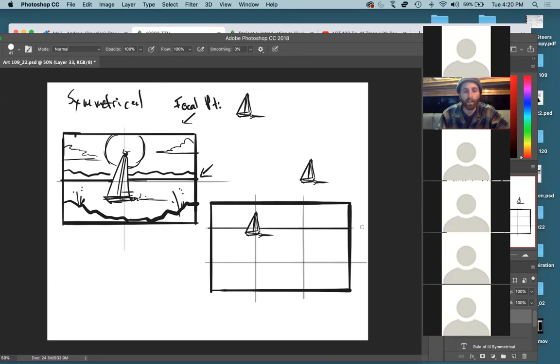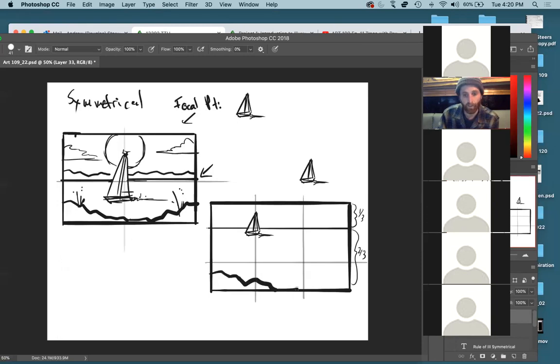So it's really just a nice way to divide up that space. So I can decide, what do I want to dominate this composition? Right now I have about 1/3 of sky and 2/3 of water. So right now this composition is visually going to be more dominated by the water.